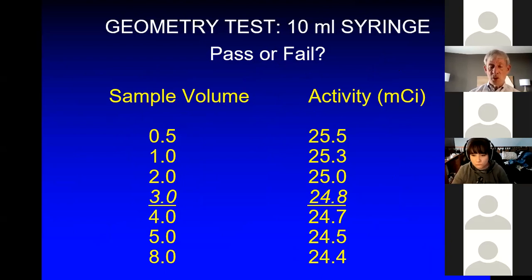Now you'll note the reading is slowly going down. And even if you compare the bottom, 24.5, to the top, 25.5, that's only a change of 1 unit out of 25. That's only a 4% difference. So that is another example of a pass. All the ones I've showed you have been passes, every single one.